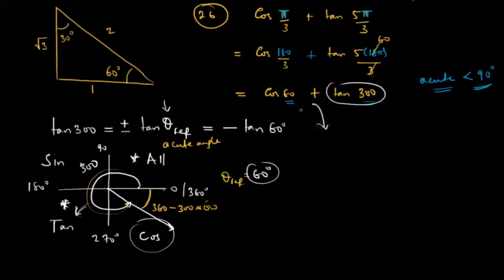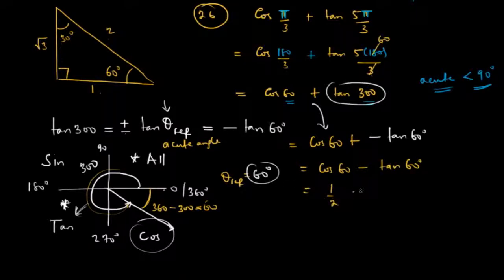So back to the problem. What we have here is the cosine of 60 plus, so instead of tan of 300, we're going to have negative tangent of 60 degrees. So this is just the cosine of 60, negative tangent of 60 degrees. Now to find the cosine of 60, I'm going to use this triangle here. So the cosine equals the adjacent over the hypotenuse. The adjacent is 1 and the hypotenuse is 2. So this is going to be 1 over 2, negative.